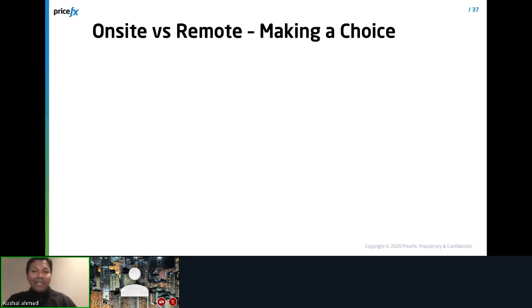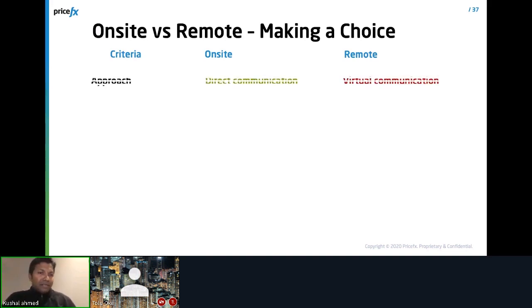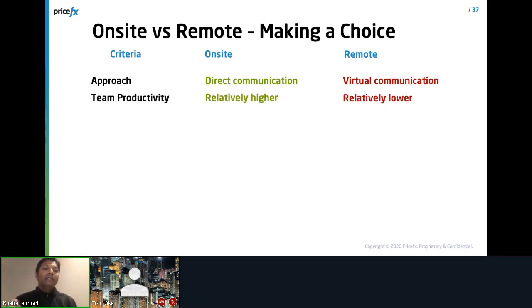tools and processes accordingly. So now let's do our final comparative analysis for on-site versus remote communication. The first criterion is approach. On-site is direct communication, remote is virtual communication. Everyone knows that team productivity is going to be relatively higher for on-site communication. For remote, it's going to be relatively lower. For team diversity, on-site is going to be less diversified. For practical reasons, remote is going to be highly diversified.